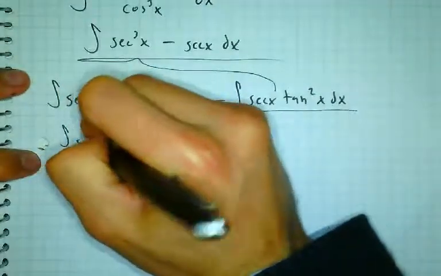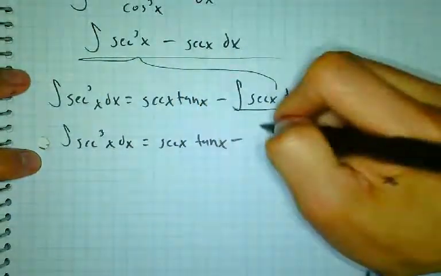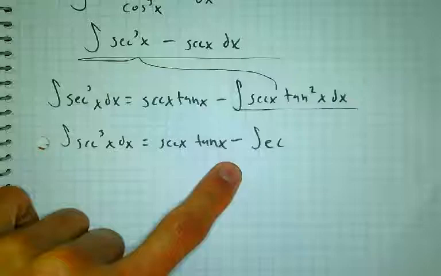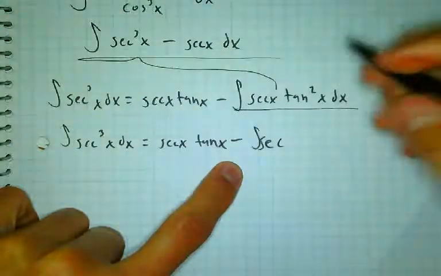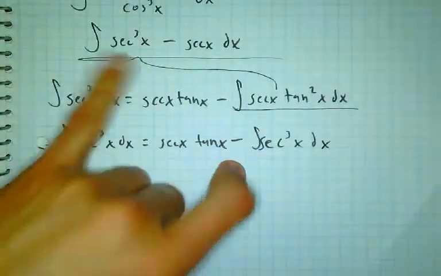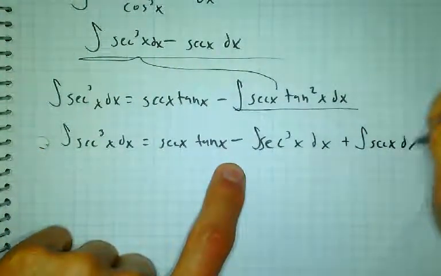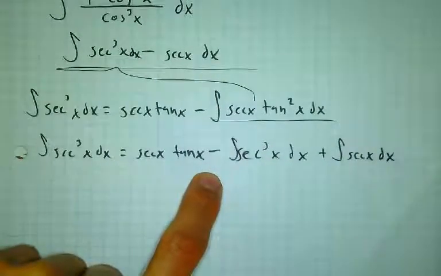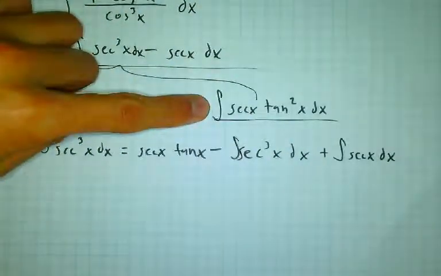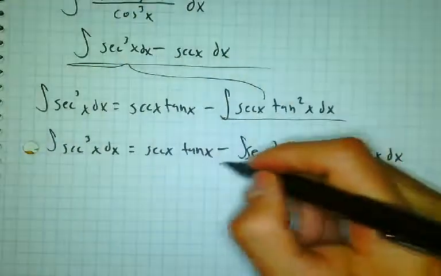So we've got secant cubed x dx is equal to secant x tangent x minus, oops, I used the integral for my ass, secant cubed x dx, right, plus secant x dx. No, because remember, when I was simplifying, I ignored that symbol there, so I have to distribute that symbol. So now what you are saying is to add this secant cubed to the other side.